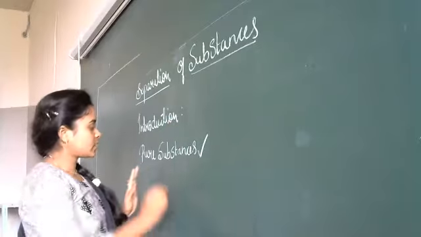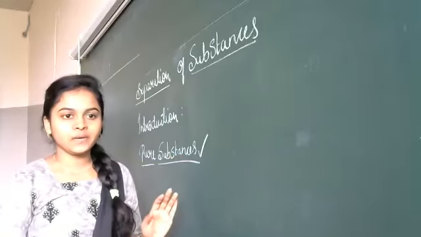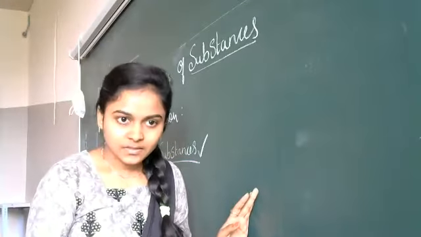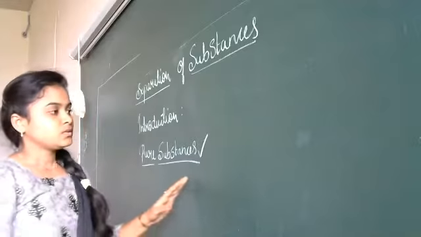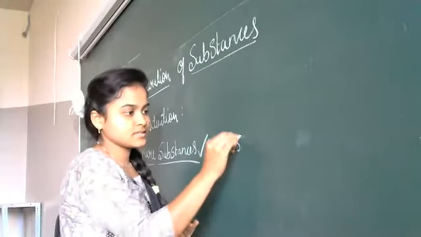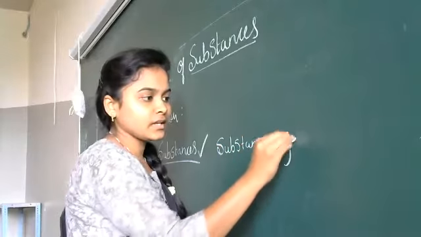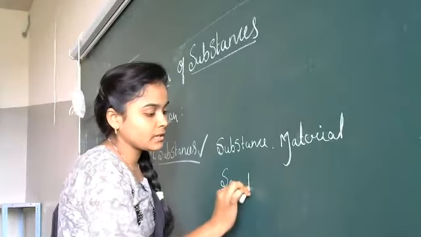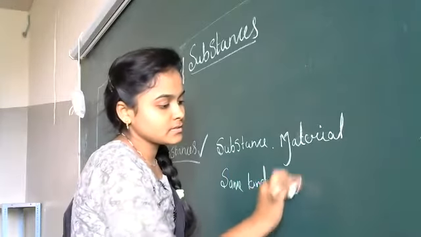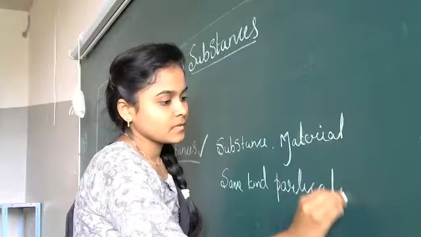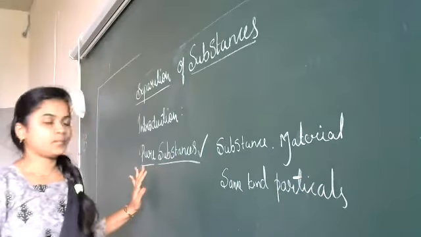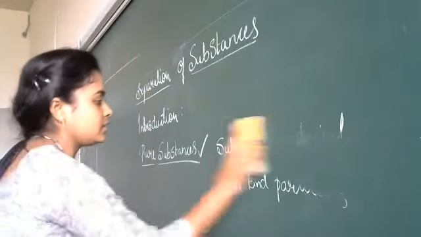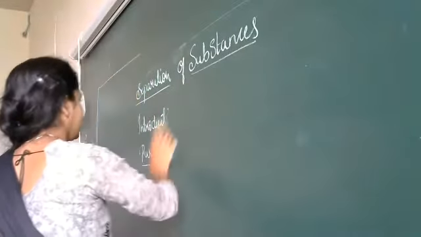So what is this pure substance? Can anyone answer me? The material that is made by only one substance is known as a pure substance. Yes, very good. The substance or the material which is made by only the same kind of particles, right? These are called pure substance.